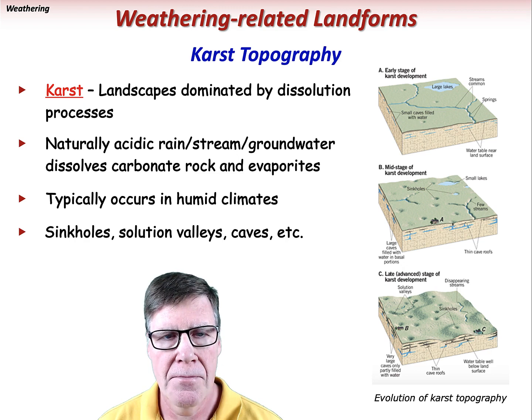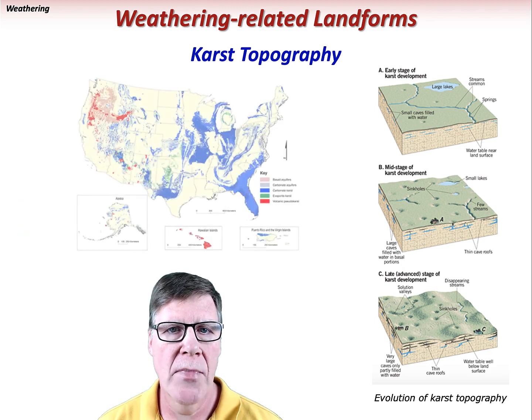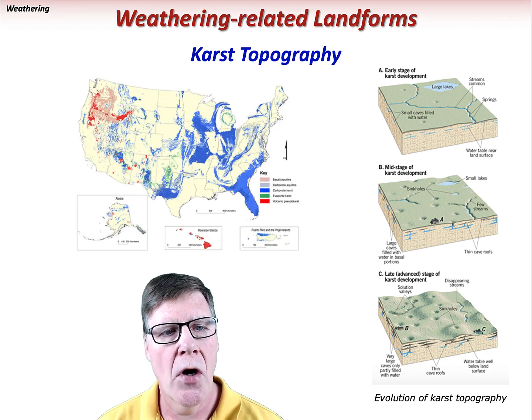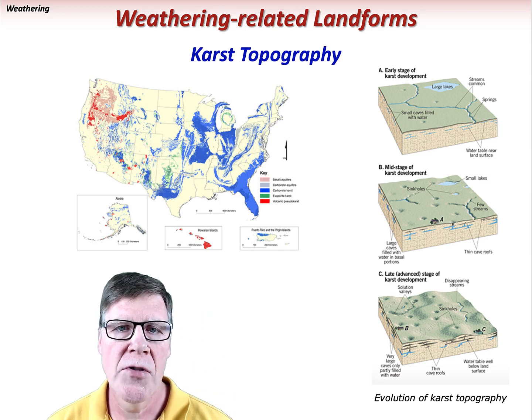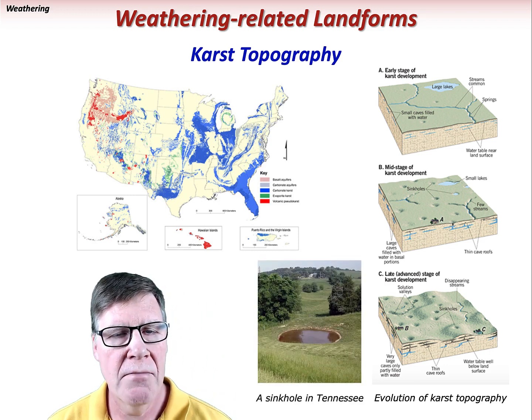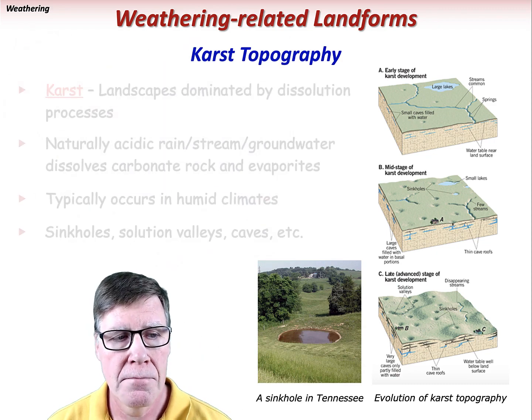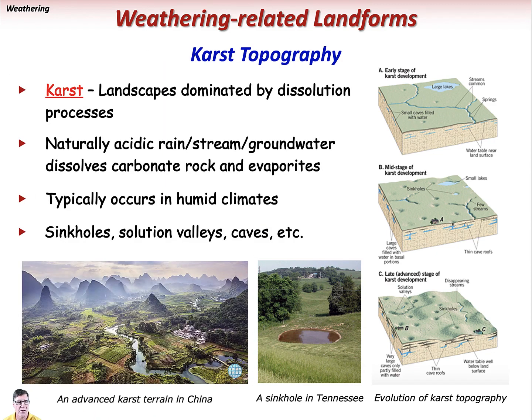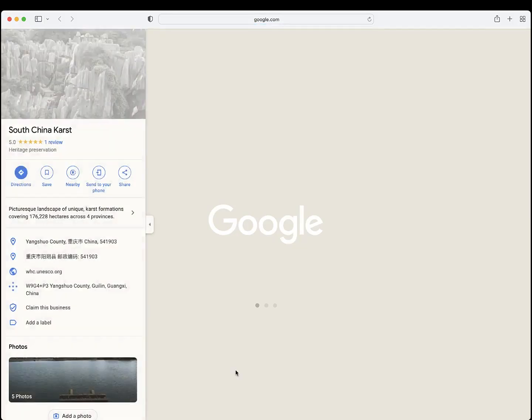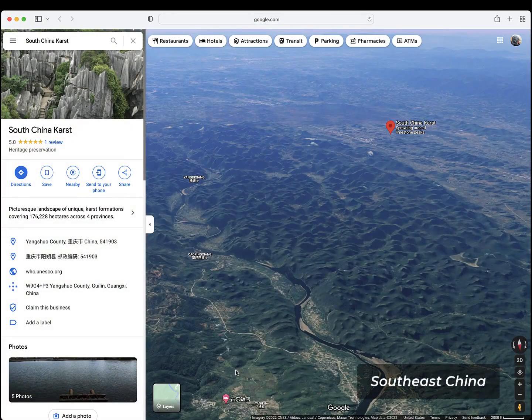Many parts of the Appalachian Mountains region display this karst topography, as do large parts of Tennessee, Kentucky, Indiana, Texas, and most of Florida. Several areas in Southeast Asia display advanced karst terrains that include tower karst in some places. This area of Southeast China displays a karst landscape.